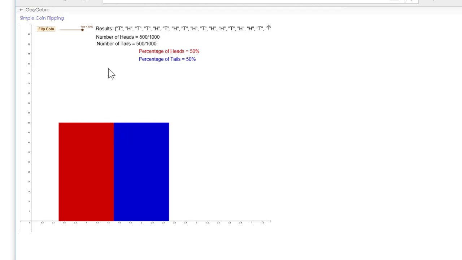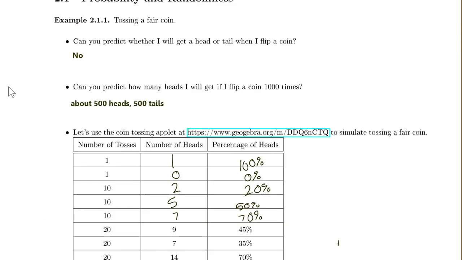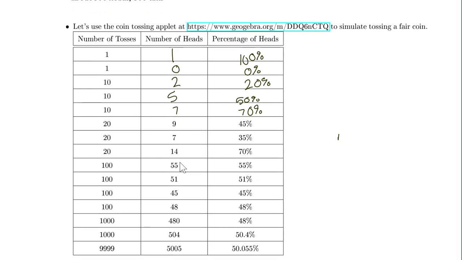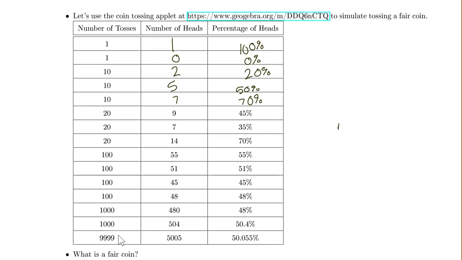If I made this even higher, to 1 billion coin flips, then it would be right there at 50% every time. So let's look at what we have here. When I tried it 20 times, I was at 45%, 35, 70, so we saw a lot of variability. At 100 times though, I'm at 55, 51, 45, 48, so still some variability. At 1,000 times, I was at 40%. I managed to do it on my own to almost 10,000 and got 50.0055%.